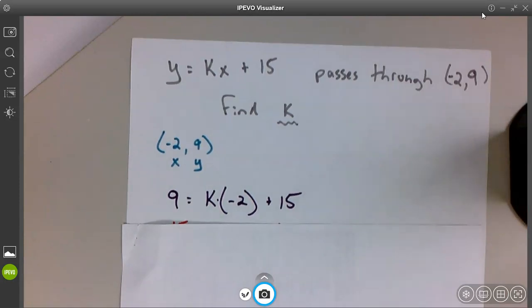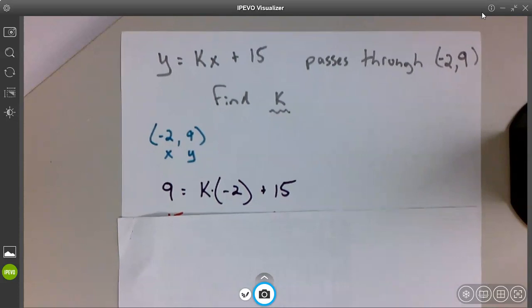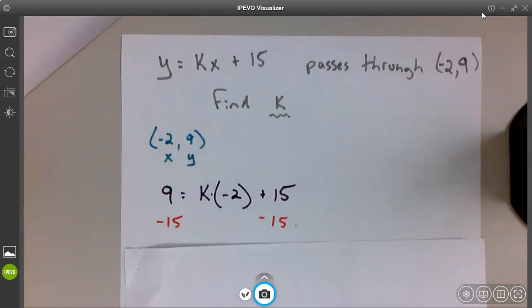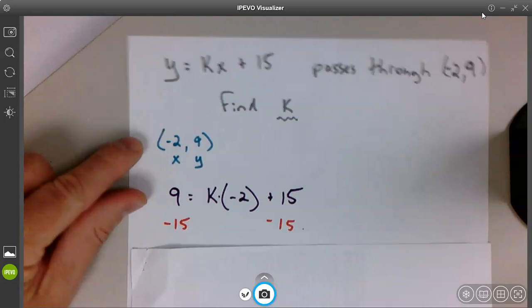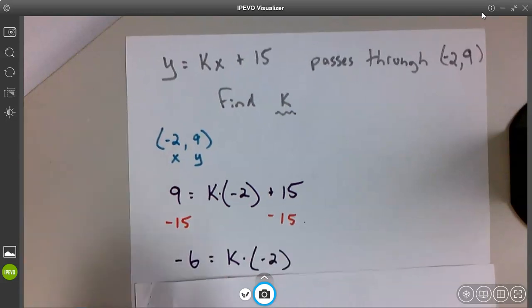Again, use parentheses. If you've been following these Nearpods, I'm a stickler for that. Use parentheses. Now to solve this equation, hopefully you're thinking, I would subtract 15 from both sides. That's the first step. We're going to get k by itself by moving all the numbers away from k. So subtract 15 from both sides. 9 minus 15 is negative 6.